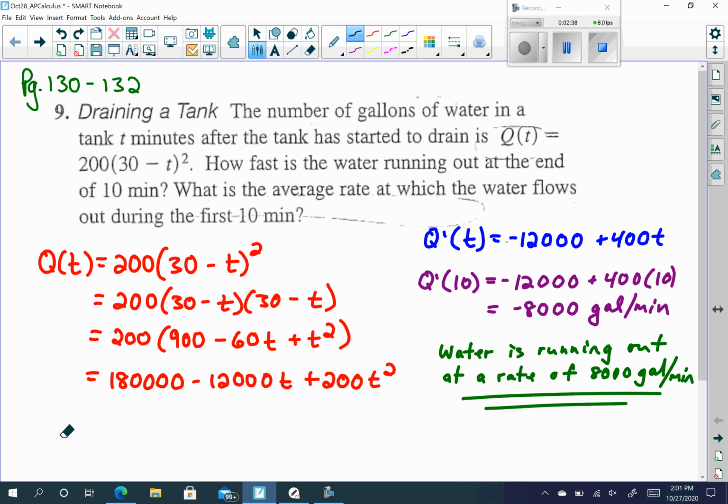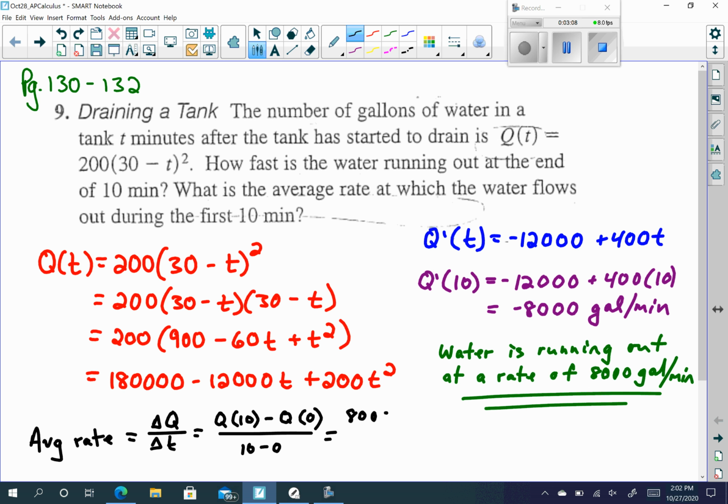Now we could answer the average rate in the same way. So the average rate at which the water is flowing out, we're not using the derivative here. We just want to find the change in the number of gallons over the change in time. So for the first 10 minutes would be just Q of 10 minus Q of 0 over 10 minus 0. And then you could just show these calculations. Q of 10 is actually 80,000. Q of 0 is 180,000. And then we'll just have this over 10.